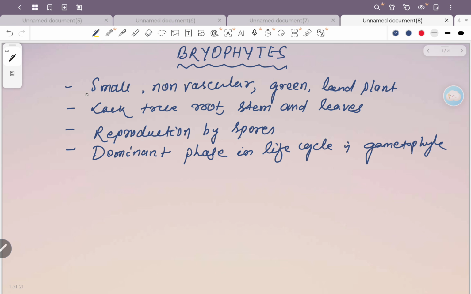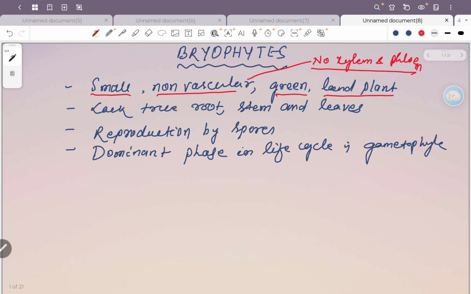The bryophytes are small, non-vascular, means there is no xylem and phloem. So these are the conducting tissue. They help in conducting the water and minerals, that is by xylem, and phloem helps in conducting or translocating the food. So these two are absent. So they are the non-vascular plants. They are green in color. They have chlorophyll pigment, and they are the land plant, means terrestrial plant.